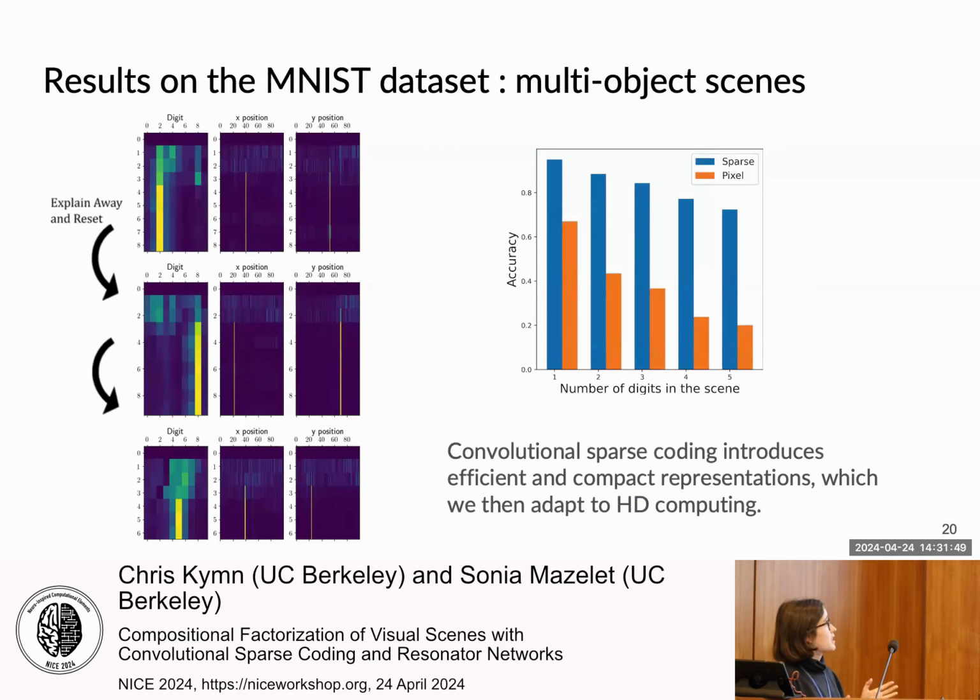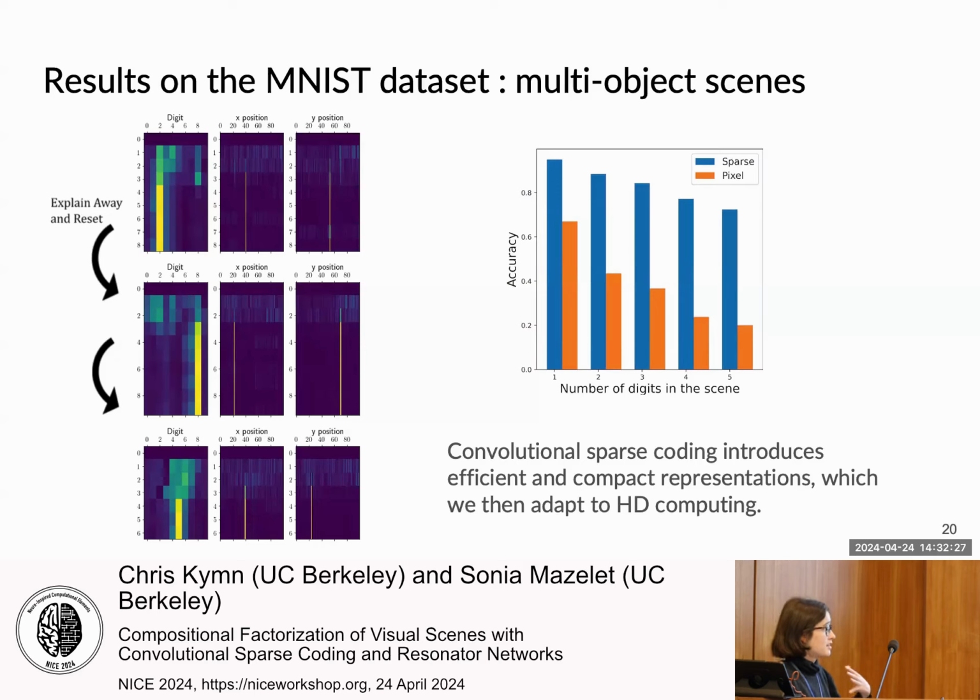And here are the results for the multi-object scene decomposition. As Chris explained, we know in advance how many objects are in the scene, and we run the Resonator as many times as there are objects in the scene. At each iteration, the Resonator converges to one object, which is then subtracted from the scene. Again, we obtain better results with this convolutional sparse code step, and this is because this convolutional sparse code step is an efficient and compact representation of the image structures.